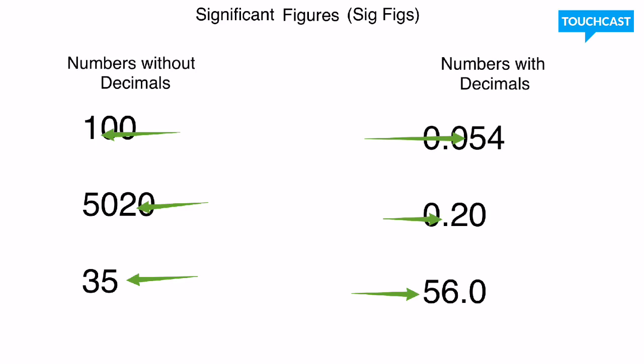But to go through these decimal values, the first number, 0.054, has 2 sig figs, 0.20 has 2 sig figs, and 56.0 has 3 sig figs. So once again, numbers without a decimal, draw an arrow from right to left. Numbers with a decimal, left to right.